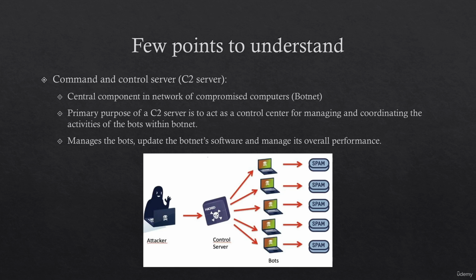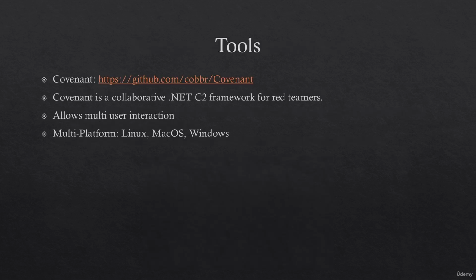So a command and control server can be a very handy tool, and in this video we will be learning how to set up a command and control server. The tool we will be using is Covenant, which is an open source tool posted on GitHub. You can access this tool by going to this link. Covenant is a collaborative .NET C2 framework which is created for Red Team members.